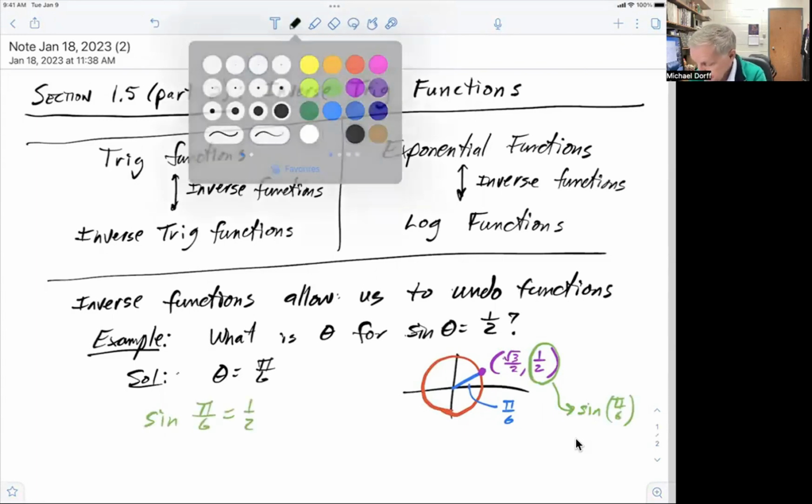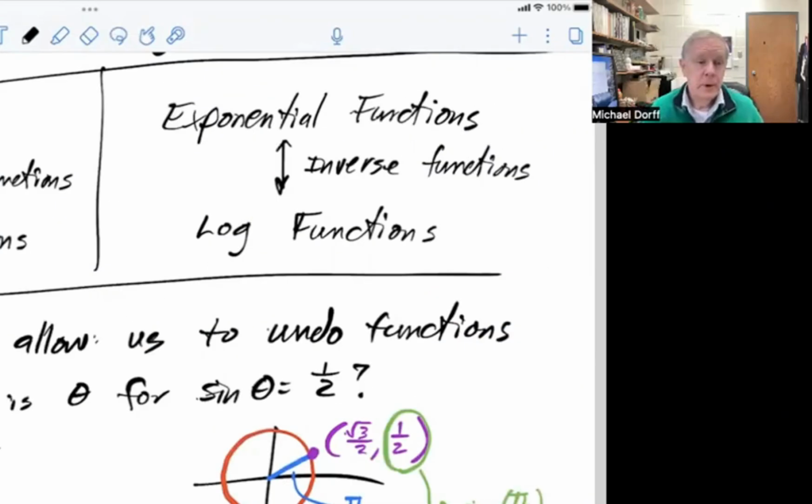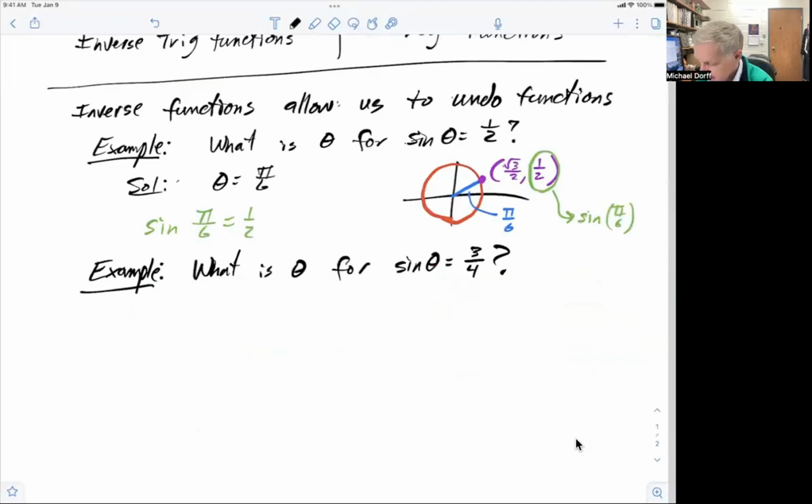We learned that earlier, but what we haven't been able to do up to this point is find theta for sine of theta equaling 4. This is where we're going to use inverse functions in order to solve this problem. So that's going to be the goal of what we're going to be talking about.